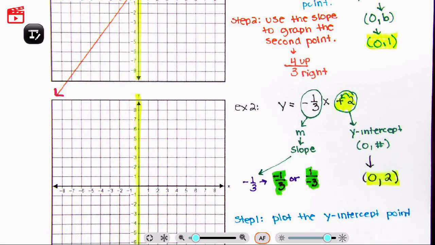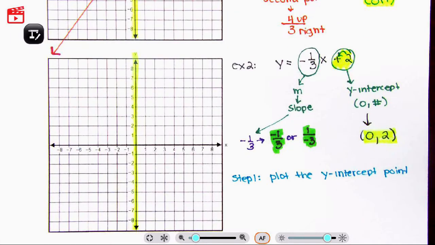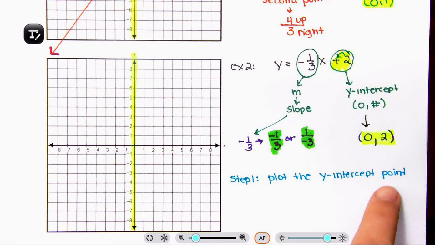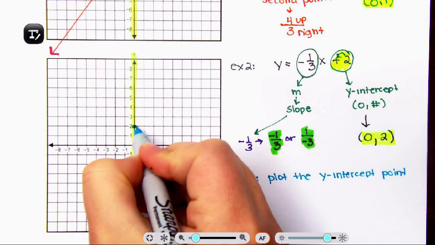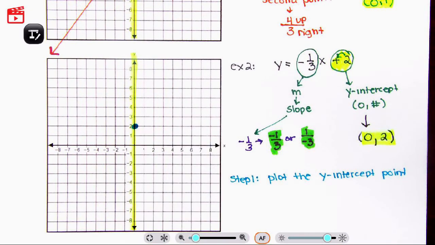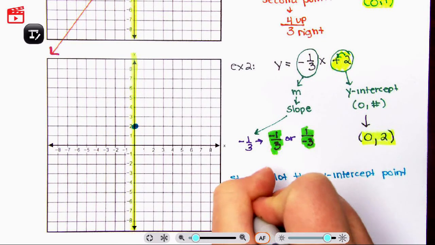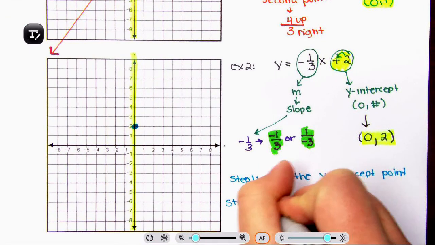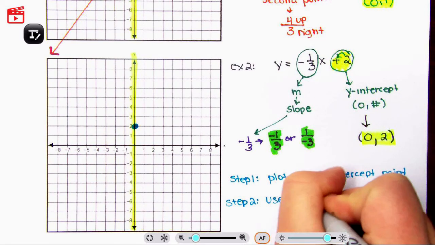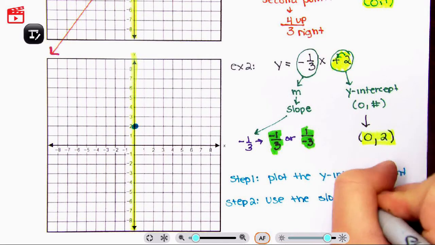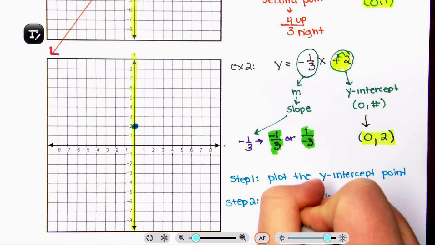After this, I'm going to stop giving you the steps and we're going to do an example just doing the example. So plot the y-intercept point. Y-intercept is at 2. I'm going to give it a point there. Step number 2, use the slope to graph your second point.